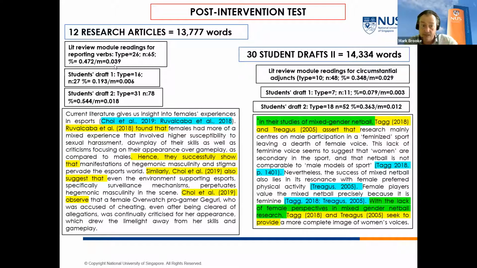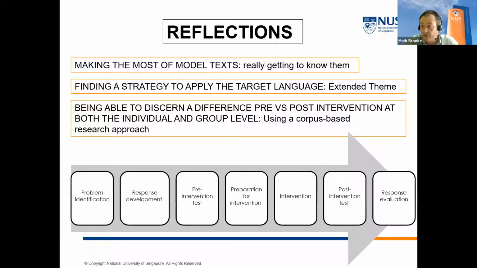But if you look at the means, you'll see that it's still quite significantly lower than the actual published papers. So 0.039 for the published, 0.018, 0.029, 0.012. So still lower, but you can see a marked difference. And for me, that really helped me to see how this particular element is visualized. And I think it also helped my students to see how it's visualized, and it really helped them to notice texts a bit more in my field.